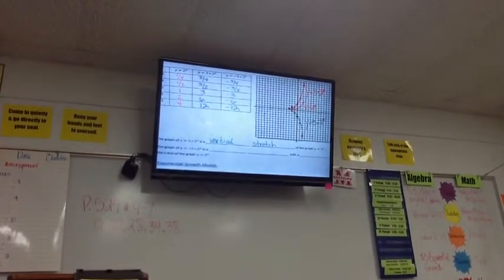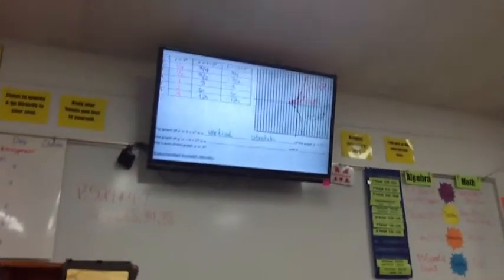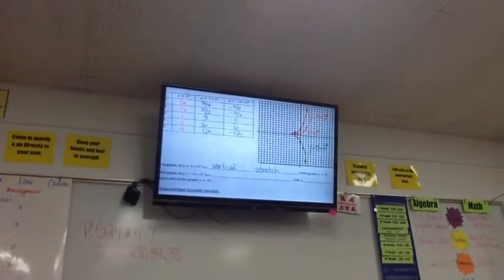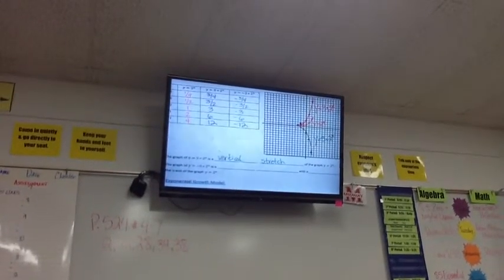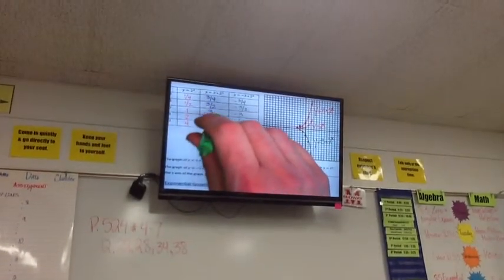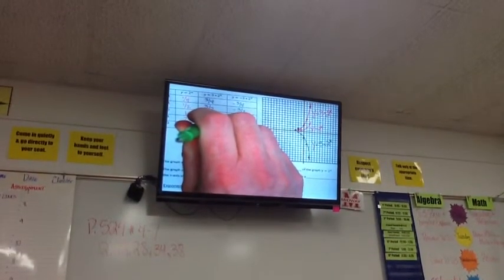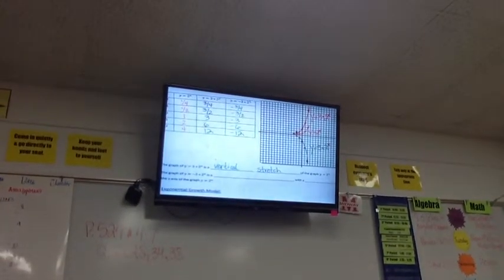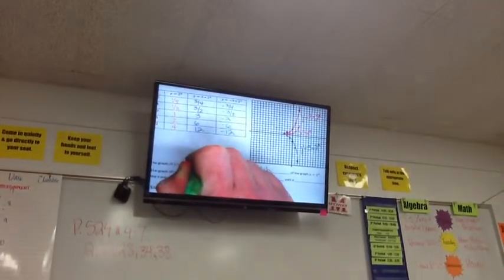Remember when we dealt with the parent function of y equals x, and we found out stretches happened when the absolute value of a was greater than 1. What is a in this case? 3. What's the absolute value of 3? 3. That is greater than 1, so it's a vertical stretch. If it was less than 1, it would be a vertical shrink.